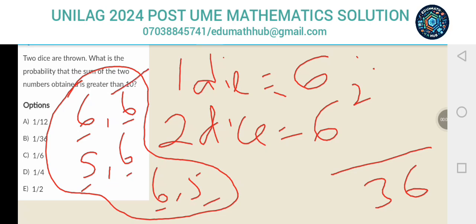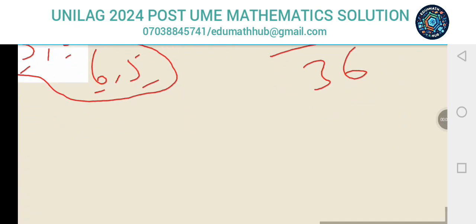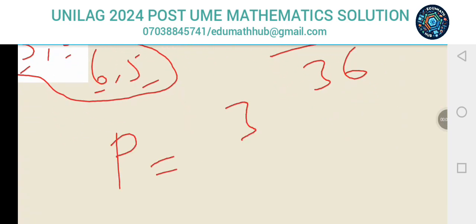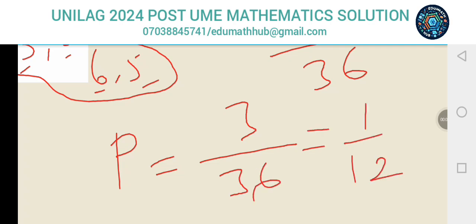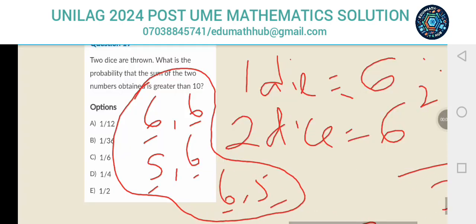So bearing that in mind, these are just 3 options out of 36 options. So the probability will just be P equals 3 over 36. Then cut that out, you're going to get 1 over 12. Move to your options and check for 1 over 12 there. You can see this is the answer right here. Okay, let's take the next question.